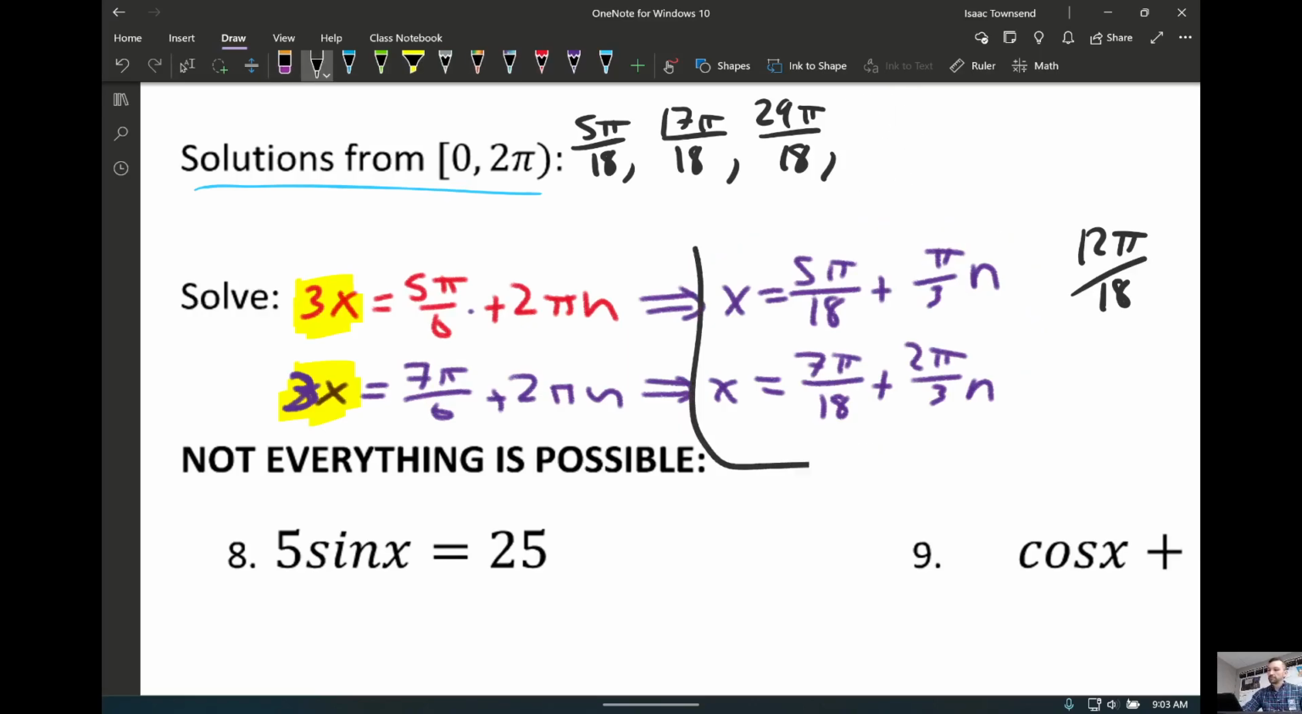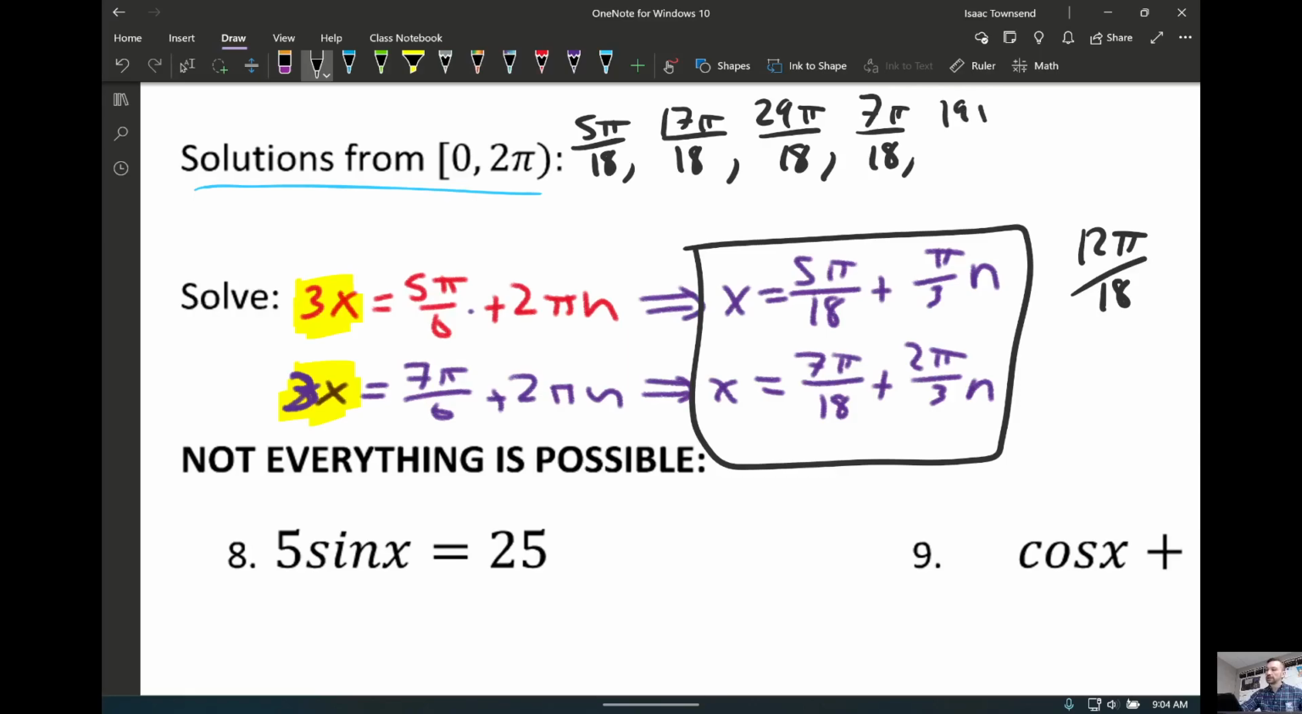So 7 pi over 18. Add 2 pi thirds, which is the same thing as adding 12 pi 18ths. That would be 19 pi 18ths. Add it again. That would be 31 pi 18ths. That's still less than 2 pi, because 36 over 18 would be 2 pi. And then try to add it again, you would get 43 pi 18ths, but that's bigger than 2 pi, so that's how we know we can quit.